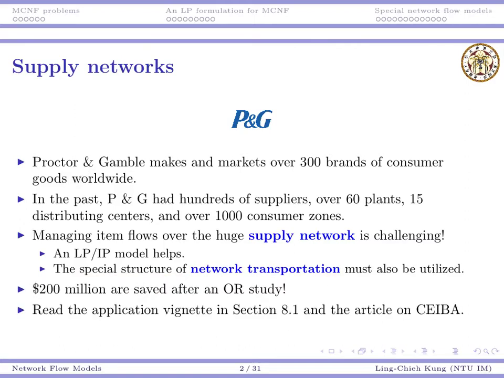So P&G did the same thing. They used an OR study to formulate LP and IP models and exploit those network structures, and then each year they may save $200 million per year after that OR study. So today we will also do the same thing. We will tell you what kind of network problems may be solved by our OR approaches. And for the whole story, please see the article on SEBA or the short story in section 8.1.